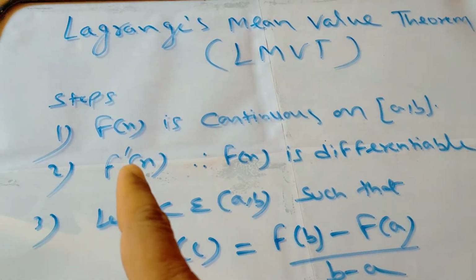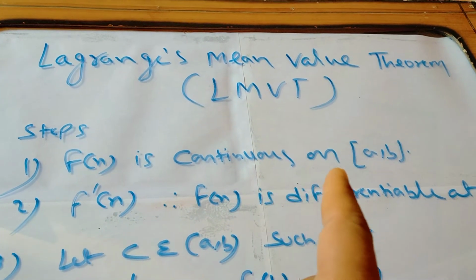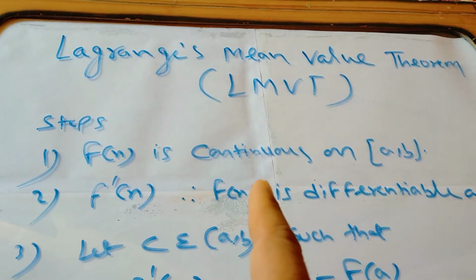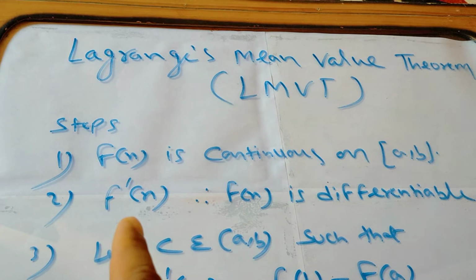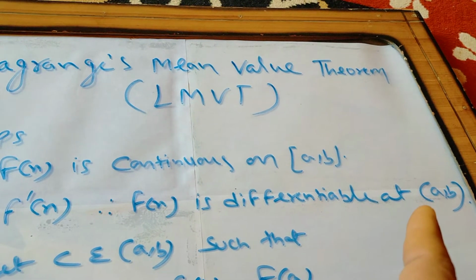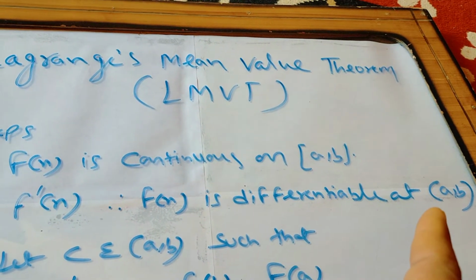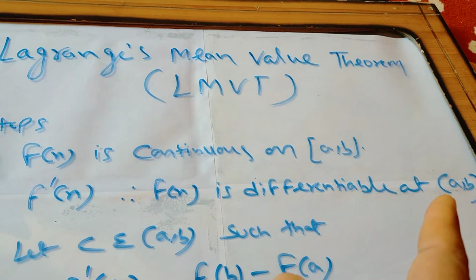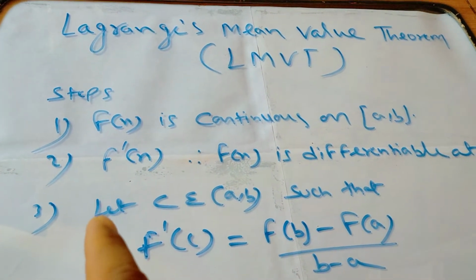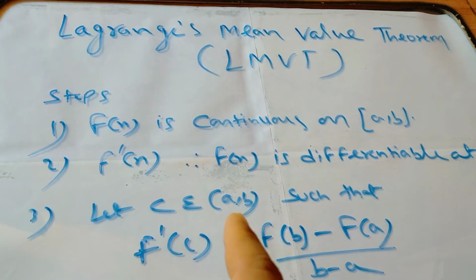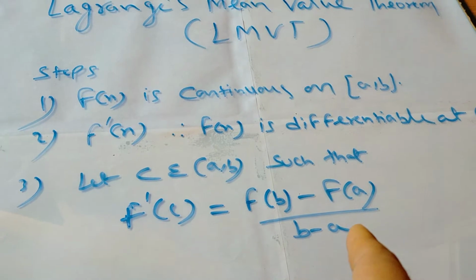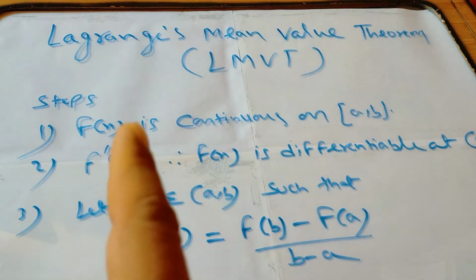The first step is the same as in Rolle's theorem: f(x) is continuous on [a, b], a closed interval. Secondly, we differentiate it and write f(x) is differentiable on (a, b), an open interval. Differentiability we prove in the open interval and continuity on the closed interval; you should mention these two. Now the third step is different. Here directly you have to say: let c belong to (a, b) such that f'(c) is equal to (f(b) minus f(a)) upon (b minus a). These three steps you have to follow, then you can verify LMVT.